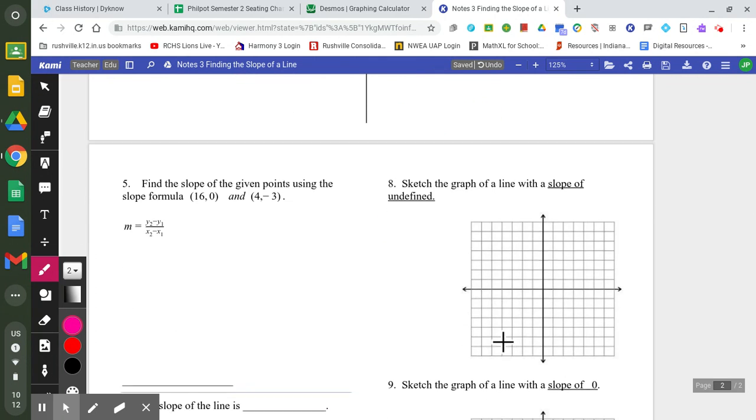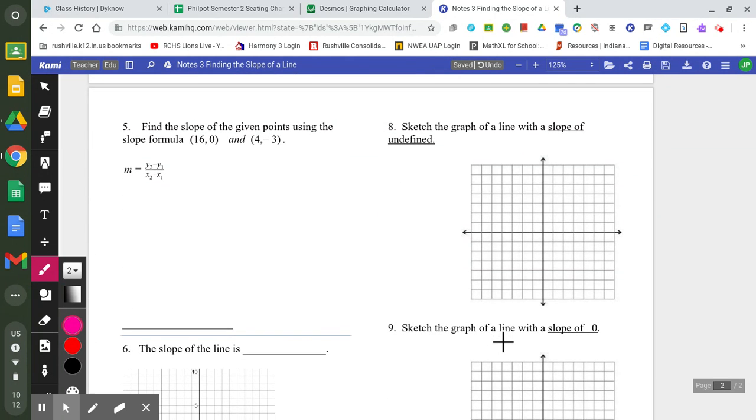So moving on to number 5, I'm going to use the slope formula again. So I have my x1, y1, and my x2, y2. Using my formula, m equals, y2 is -3, y1, so minus 0. And then on bottom, my x2 is 4 minus my x1 is 16.